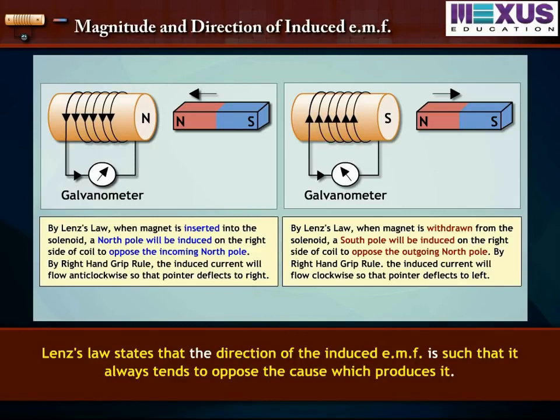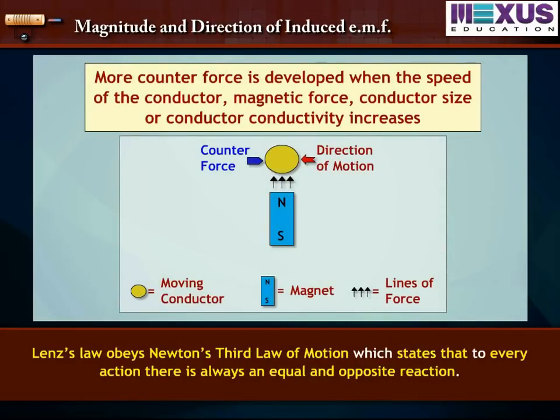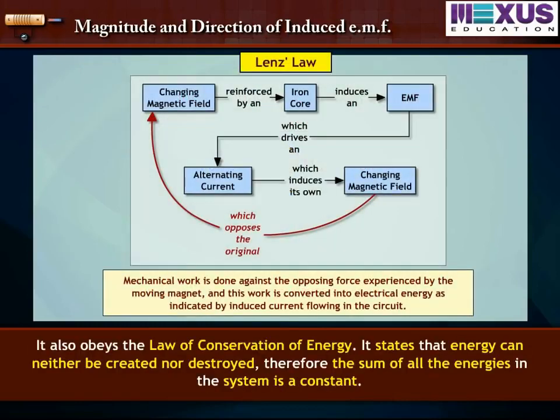Lenz's law states that the direction of the induced EMF is such that it always tends to oppose the cause which produces it. Lenz's law obeys Newton's third law of motion, which states that to every action there is always an equal and opposite reaction. It also obeys the law of conservation of energy. It states that energy can neither be created nor destroyed. Therefore, the sum of all the energies in the system is a constant.